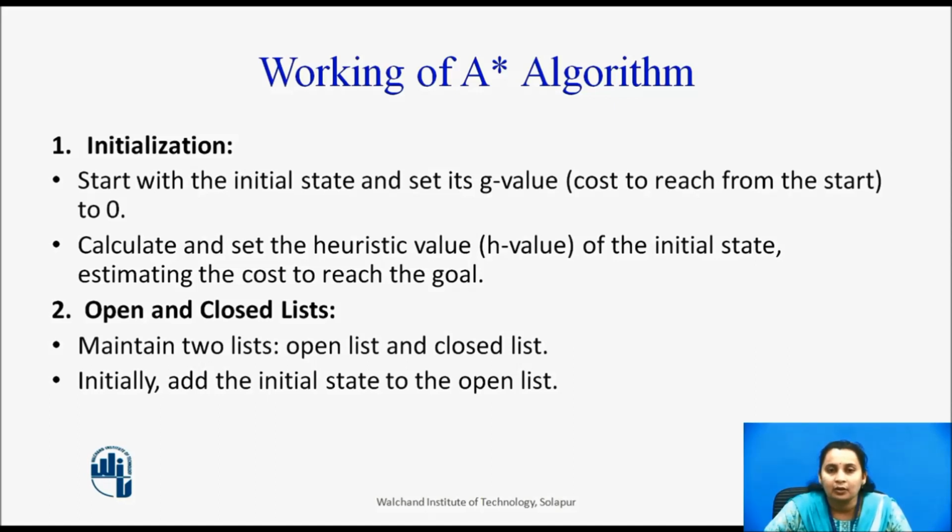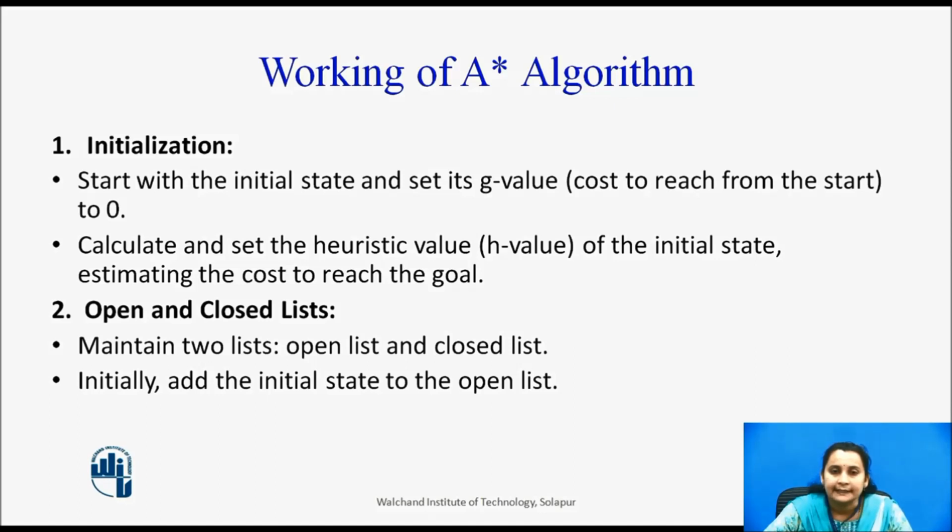We know that there is one function on which the A-star algorithm works, that is f of n is equal to g of n plus h of n. We know that g of n is the cost to reach a particular node from the start. Suppose there is any intermediate node present in that graph. From the start node to that intermediate node, whatever cost or distance, that is called the g value.